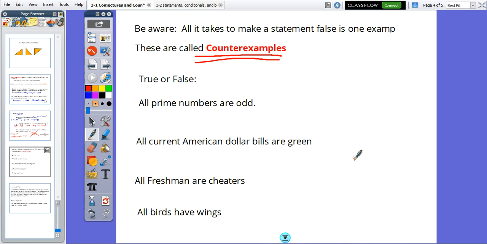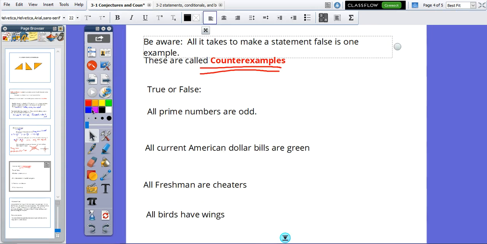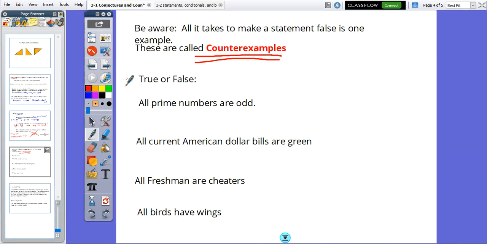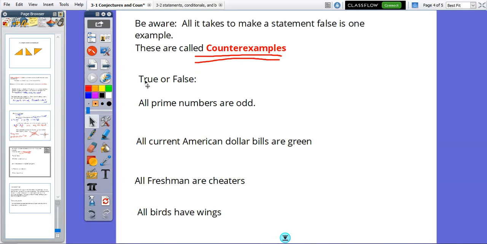Counterexamples happen when you can make at least one example that proves the whole thing wrong. So when we make these blanket conjectures, we are saying in total absoluteness, this is true for everything. So for example, all prime numbers are odd. True or false? Well, that's technically false because again, we're saying all, or every single one. Well, the number 2 is a prime number, so this is a false statement. Because the number 2 is prime, but it's not odd.